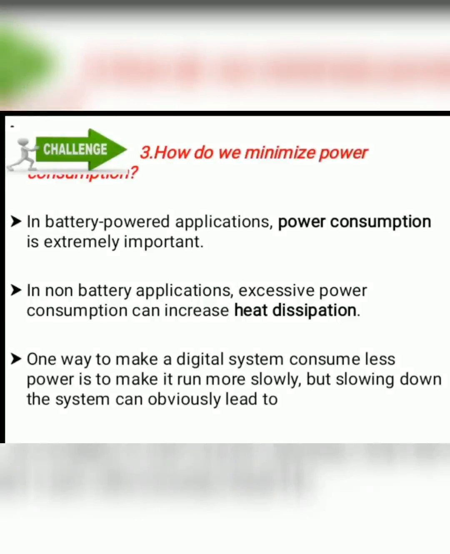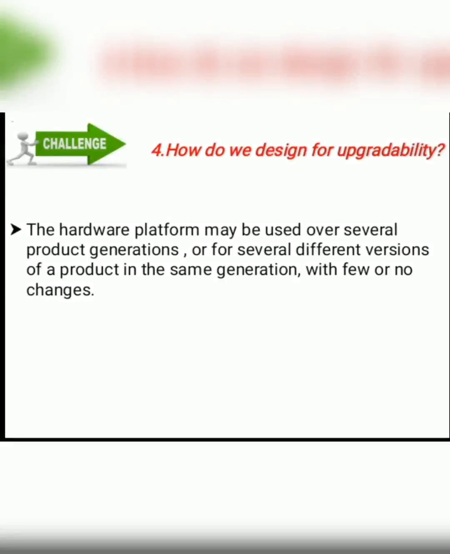And the next one is how do we minimize the power consumption. Of course, in battery powered applications, power consumption is a very important point, and in non-battery applications, excessive power consumption can increase heat dissipation. One way to make a digital system consume less power is to make it run more slowly, but slowing down the system can obviously lead to performance problems. So these are the points that come under minimizing the power consumption.